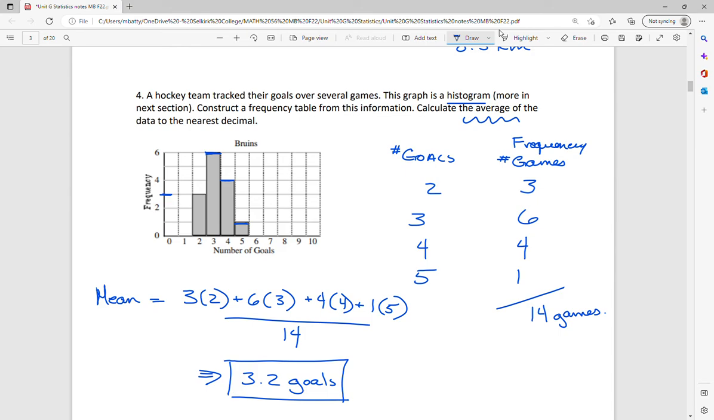So the last measure of central tendency is standard deviation, which is something that's probably a bit new for you. So I've made that into a separate video.